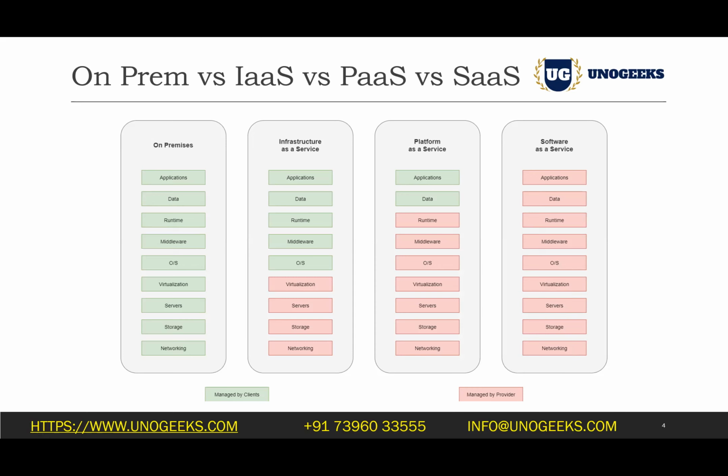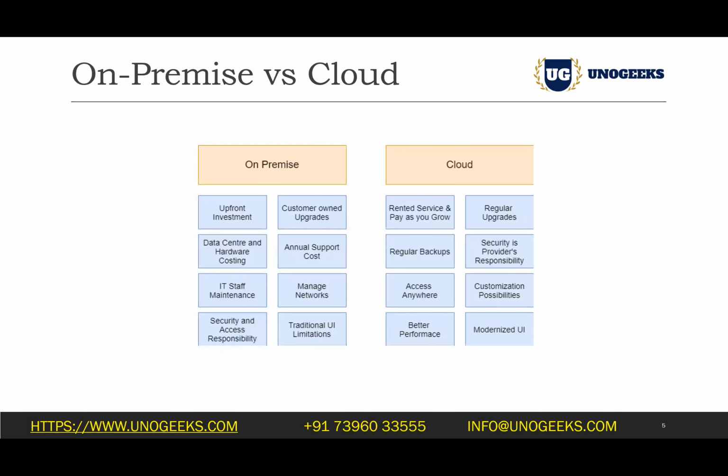Okay, so this is again an in-depth comparison when you maintain an on-premise or a cloud service. On premise you need to do upfront investments. For example, you need to purchase your servers, your software, your operating system, your tools, all those things. Data center and hardware costing, of course, is there. IT staff maintenance includes your server maintenance, your software development team, your maintenance team, your QA team, everything.